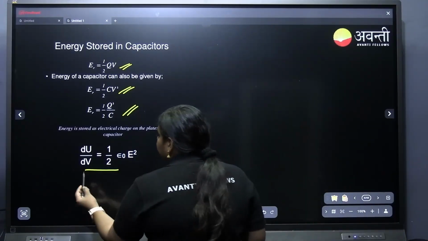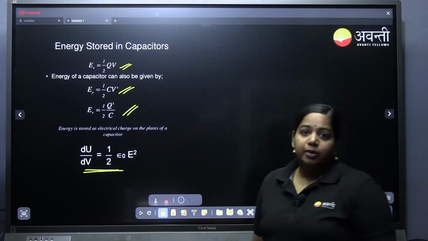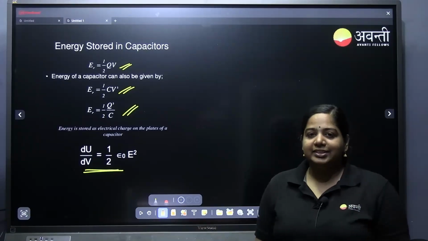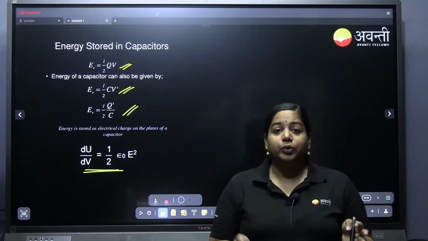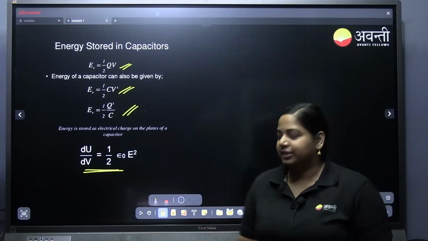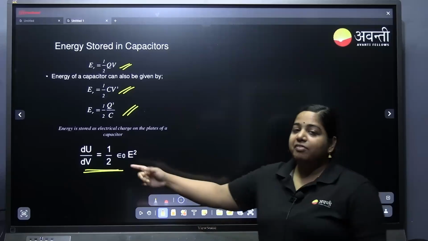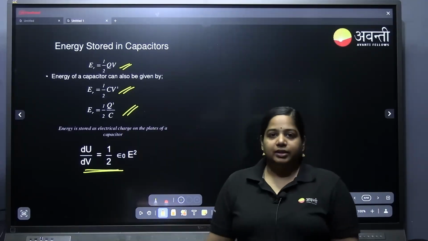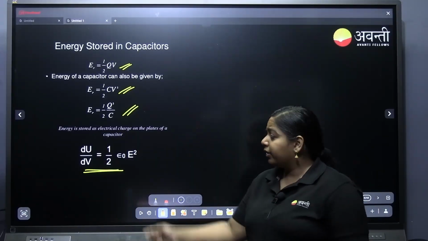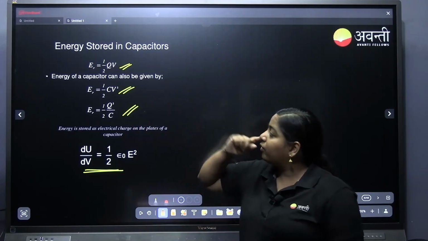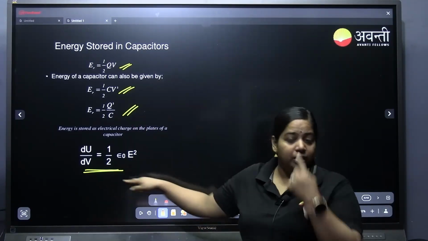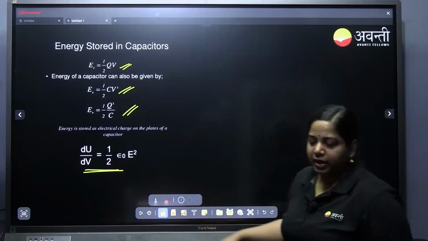Other than this, we have to see energy density also. I told you before, what is energy density? Energy stored per unit volume is energy density. That is equal to half epsilon naught E square. Same formula we revised in electrostatics too. So if you have energy per unit volume, you can equate it to this.